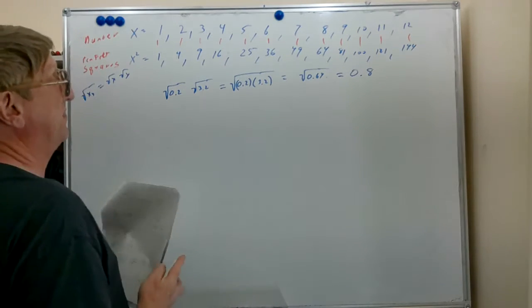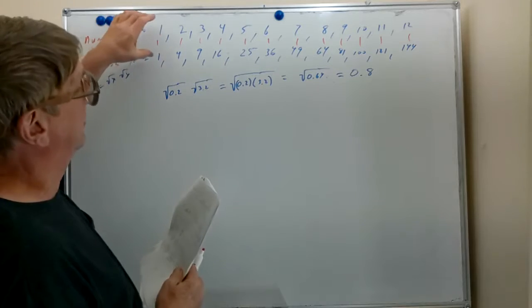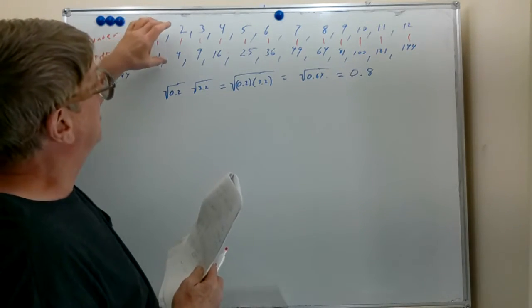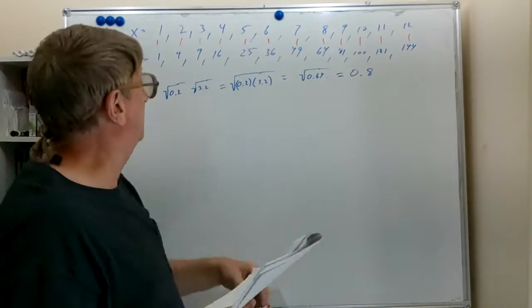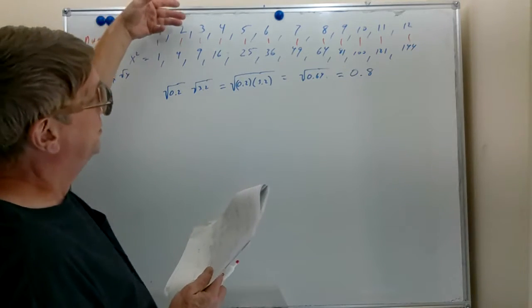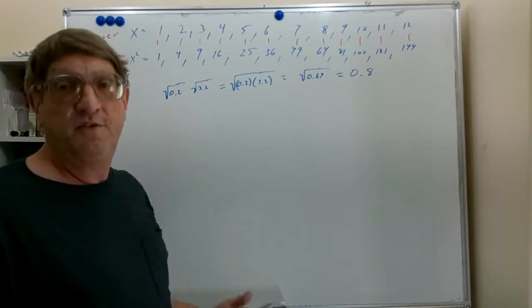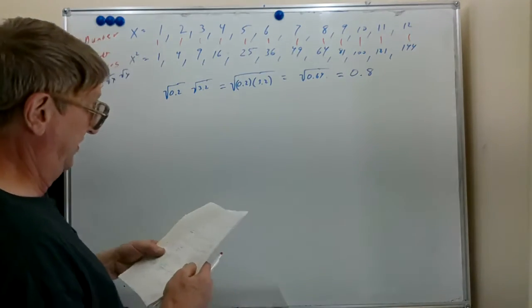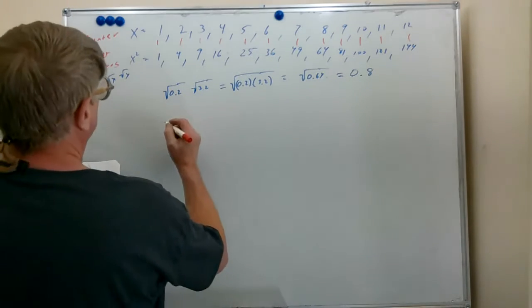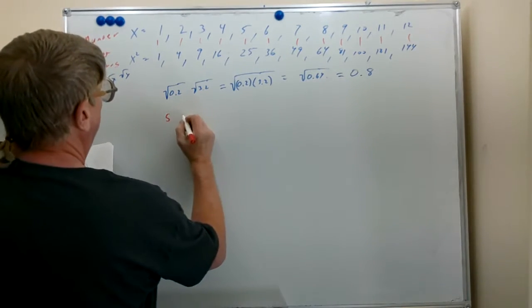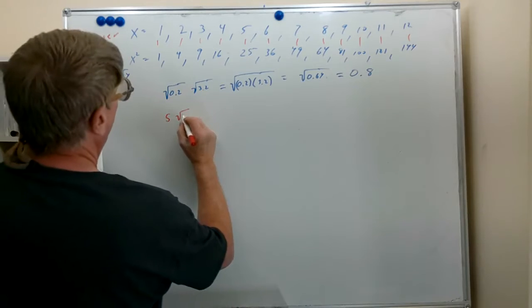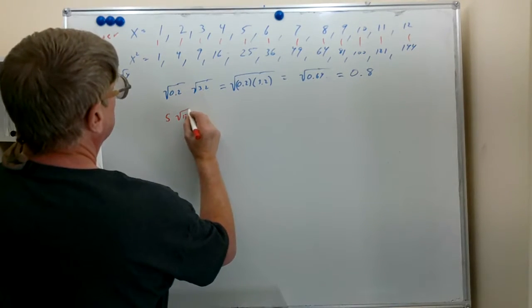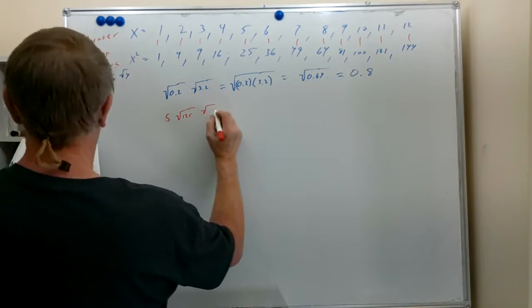And I think you're probably starting to see why I put this x and x squared, the numbers and the perfect squares, up there. So perfect squares on the bottom, square roots on the top. We've used that quite a bit in this lesson here. Now here's a little more complicated one. 5 times the square root of 125 times the square root of 5.